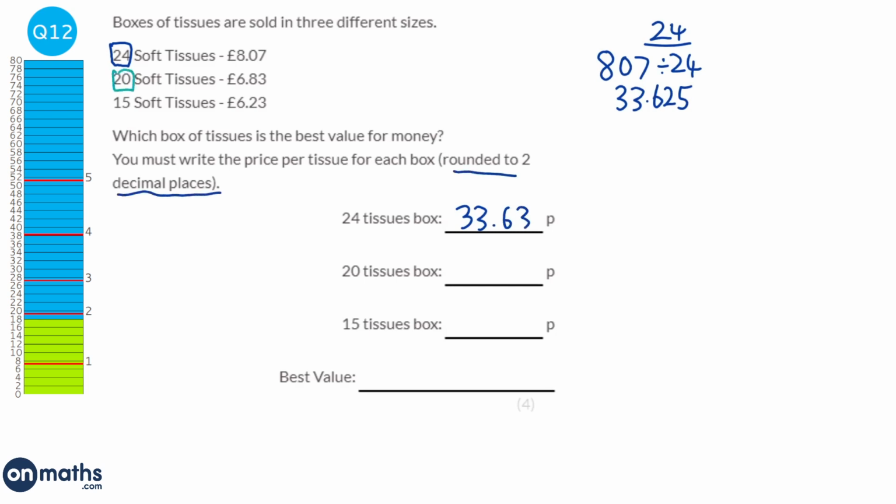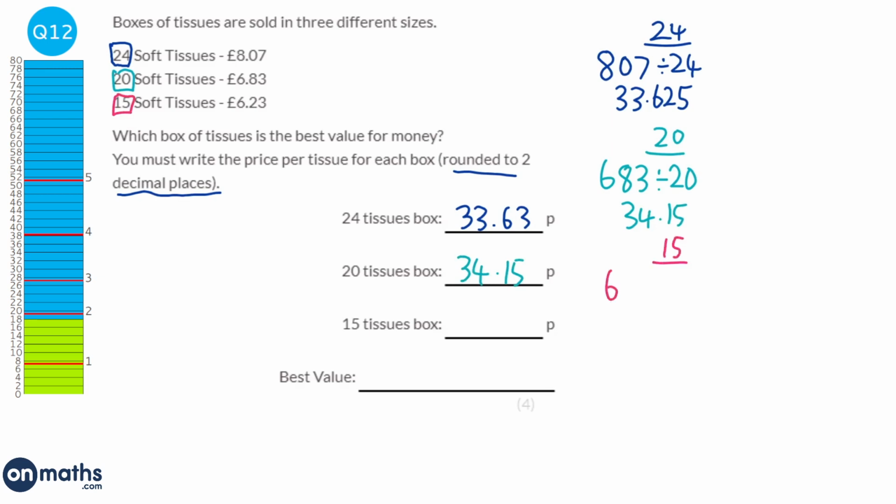Next one, we're going to do the 20 soft tissues. So this time I'm going to do 683 divided by 20. When I put that into the calculator, you get 34.15, so that's already 2 decimal places. And then finally we're going to do the 15 soft tissues.